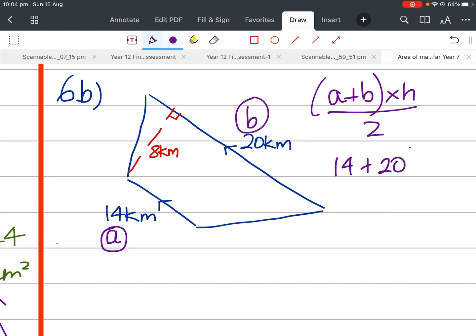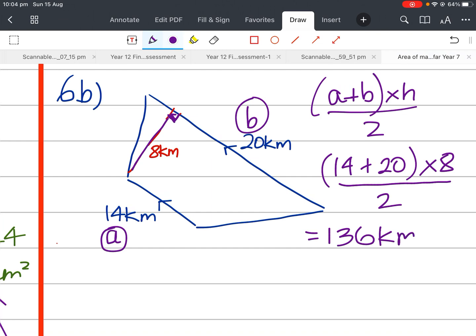14 plus 20 times by the perpendicular height. Now remember, look for that right angle. It's the distance between the two parallel sides. In this case it's 8. Now once you've done that, you're going to halve it. So 14 plus 20 on my calculator gives me 34. I'm going to multiply that by 8. That gives me 272. And then I'm going to divide that by 2. That gives me 136 kilometers squared.